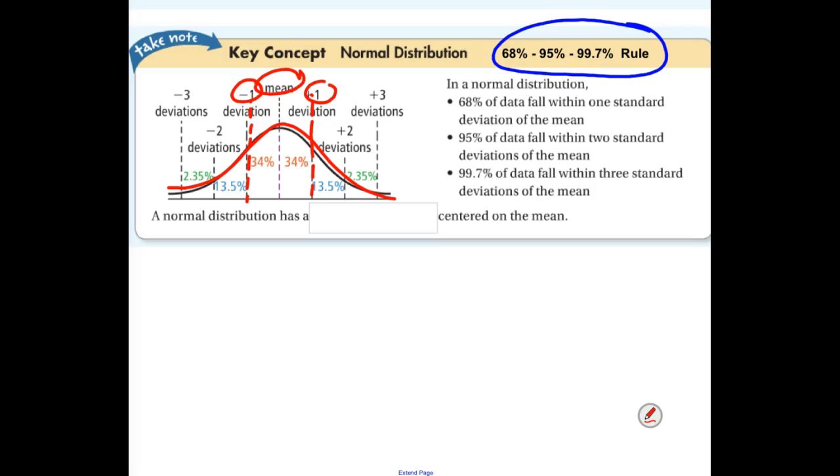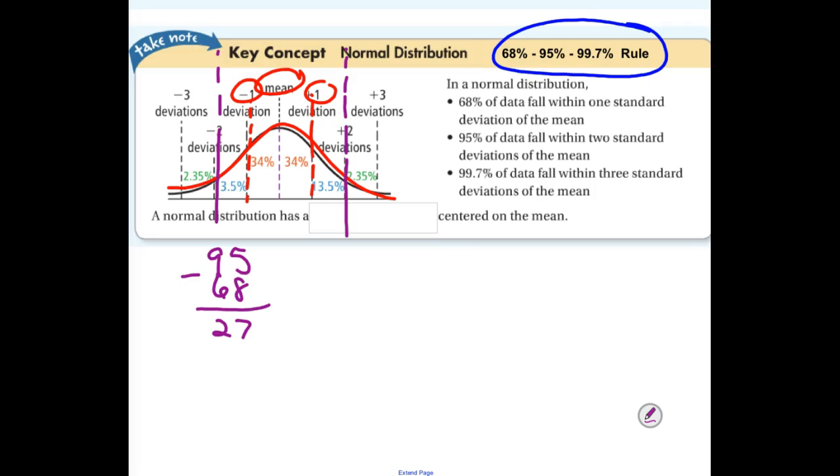Then it said that 95% of our data has to land within 2. Okay? Well, if we have 95% of our data landing within 2, we've already accounted for 68% of it in those 2 middle chunks. What do we have left over? 95 minus 68. 27? And if we took that 27 and we split it in half, what would we have?